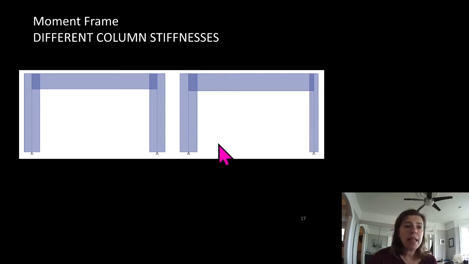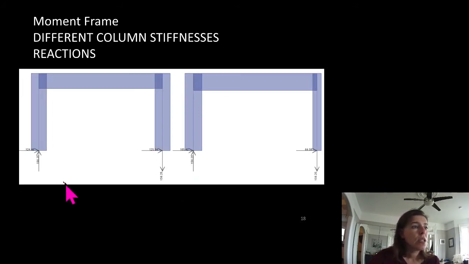This is what it looks like to work for strength and stiffness, but let's take a look at what the shear and axial and moment diagrams look like in our original system versus one with different column stiffnesses. So our reactions, this was our first one. This is what we calculated earlier in the lecture. Look, we have 185.4 and 64.6 instead of sharing them out equally.